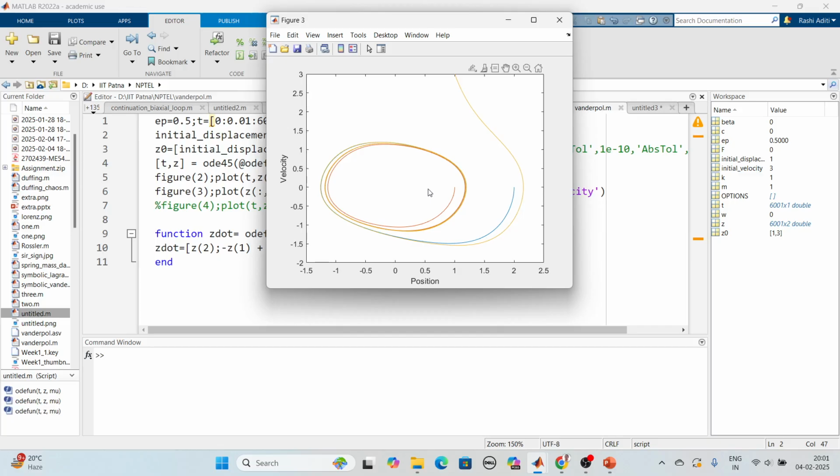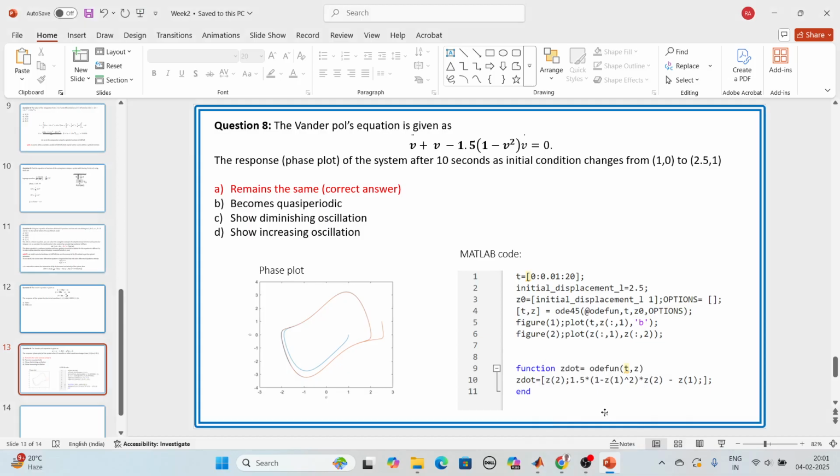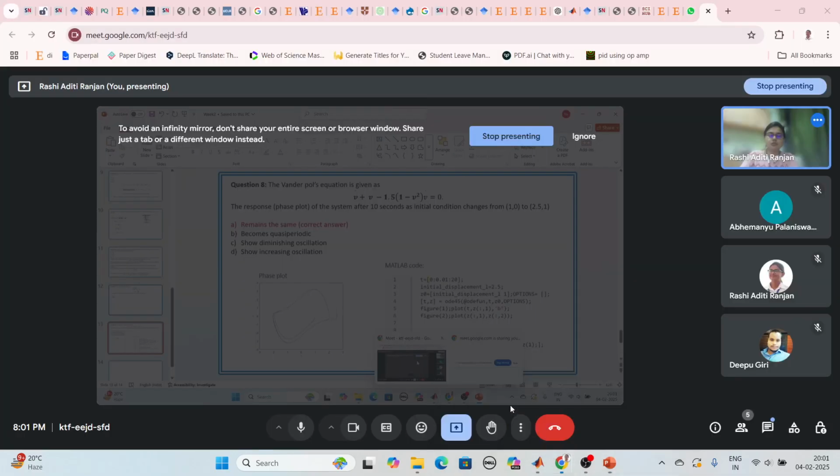So this is what we call a limit cycle, and limit cycles can be seen in many physical systems in nature. I hope this clears the concept of limit cycle. And this is it for today's live session.